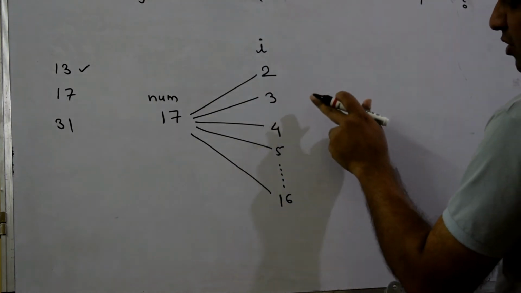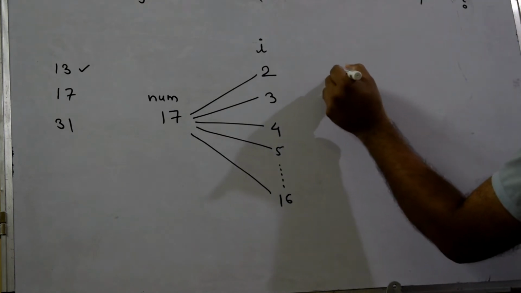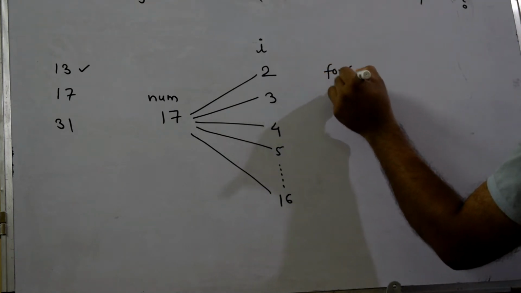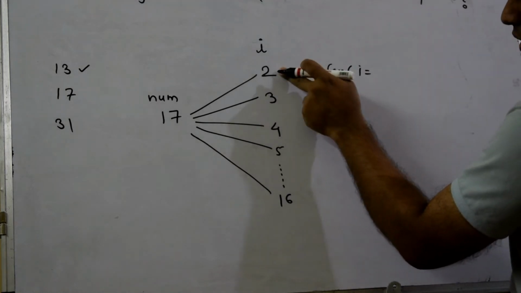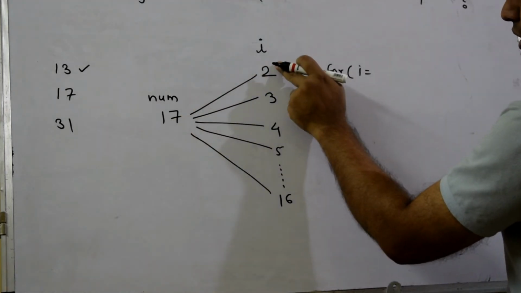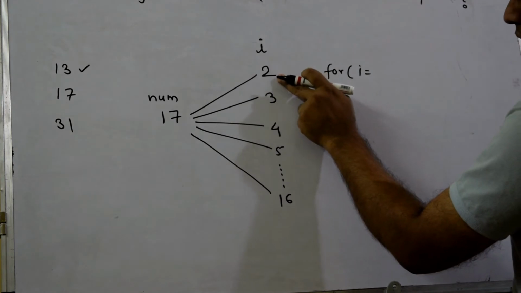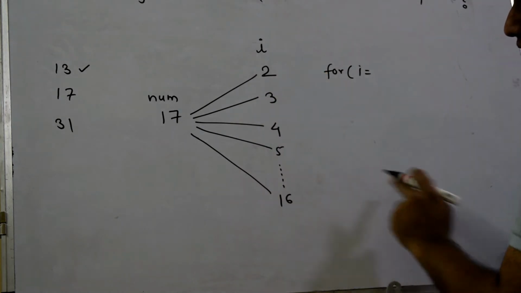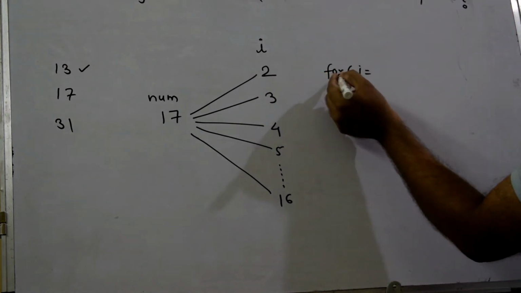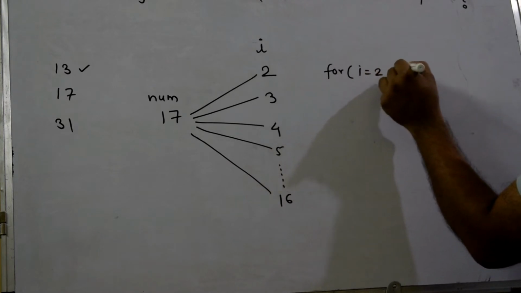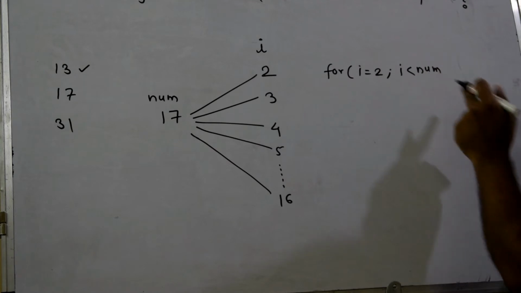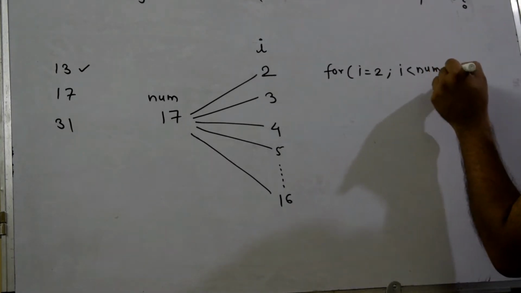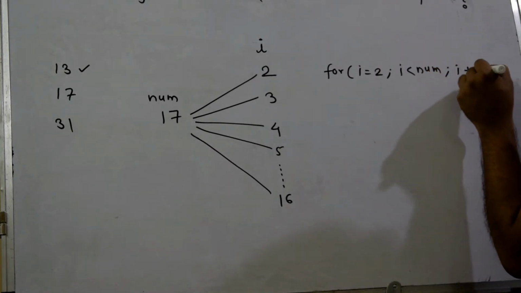So how will you write the code for this? You have to write one for loop. For i, I will start with 2. You won't check with 1 because every number is divisible by 1. So you will start from 2 and go till num minus 1. So you will say for i equals 2, i less than num, so it will go up till num minus 1, i plus plus.